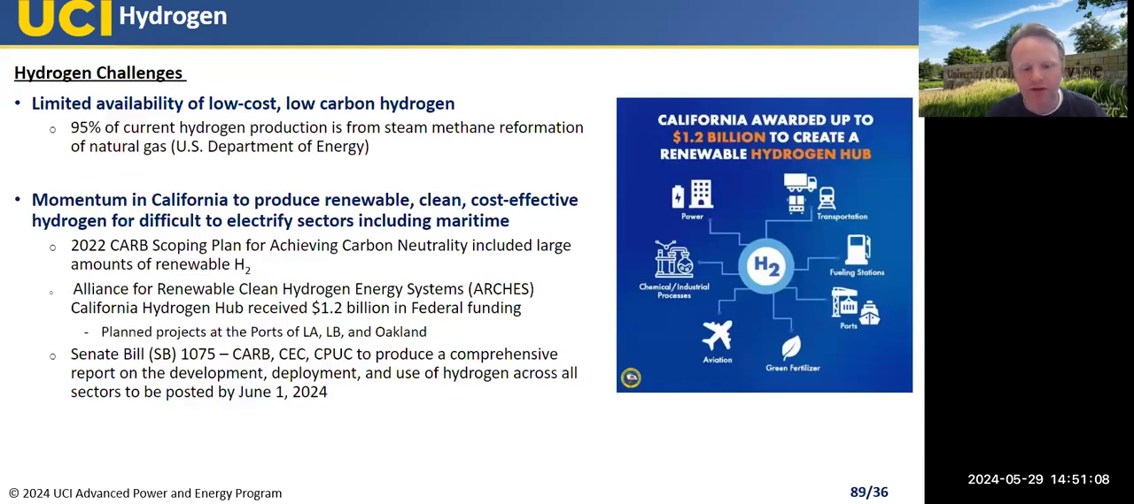Also, currently there's a lack of low-cost renewable hydrogen. The vast majority of our hydrogen is from SMR of natural gas, but there's a lot of momentum in California right now to produce an ecosystem that's able to provide a lot of clean, cost-effective hydrogen. One example is ARCHES, this figure on the right, which is a DOE-funded hydrogen hub. There are projects through that program at the ports of LA, Long Beach, and Oakland. Next slide.